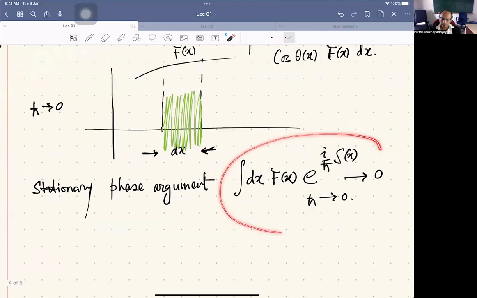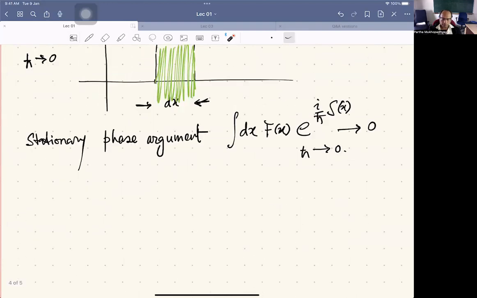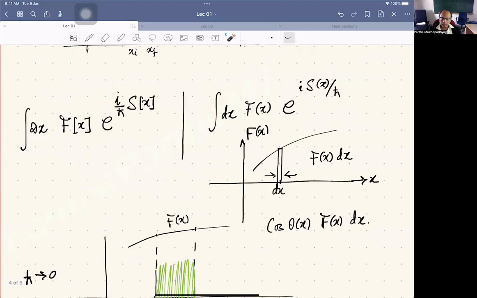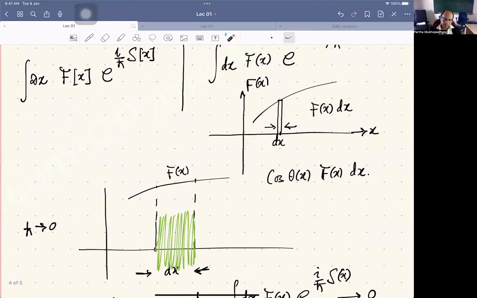Now, when we do this, there is one assumption. The assumption is this large fluctuation of theta within a small length element. This is not always true because the action can have extrema. When the action has extrema, it basically does not change. So in that case, if the action has an extremum, then it will be constant over dx, and therefore the result will not be cancelling, and the result will not be zero.